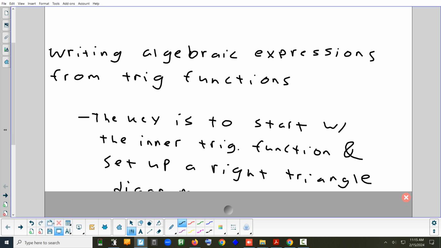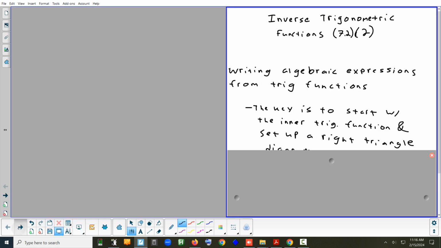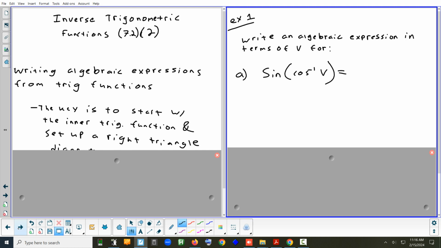So the first step is we're going to start with the inner function. Okay, and when I say inner, and I'm looking at that question, I would say inverse cosine is the inner function. It's the one inside the parentheses. I would call sine the outer function. It's on the outside. And we're going to kind of forget about the outside function for a while. Okay, we're not going to do anything with it till the very end. What we're going to focus on first is the inner function.